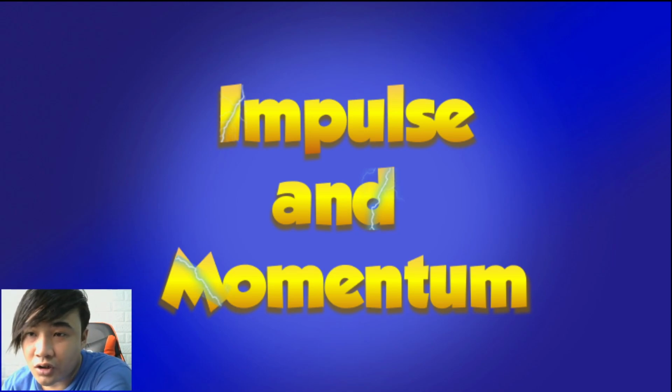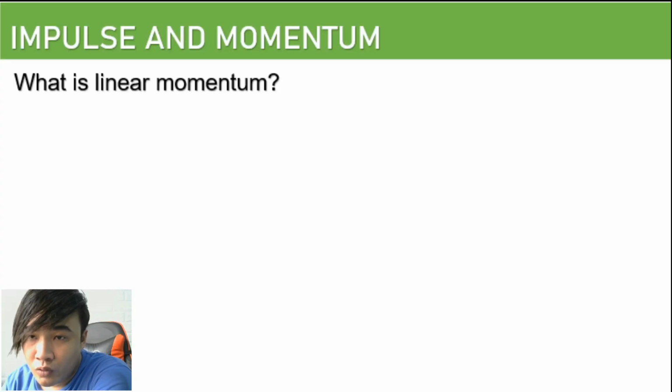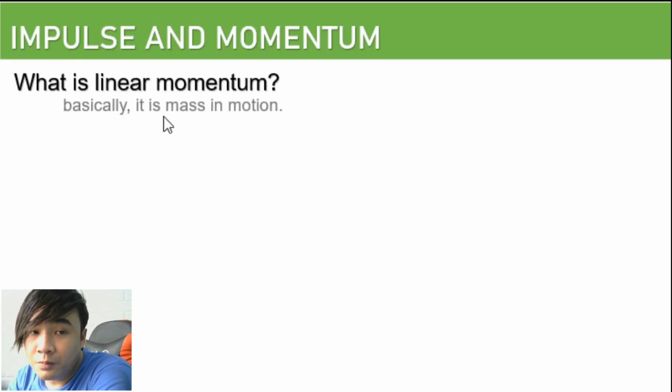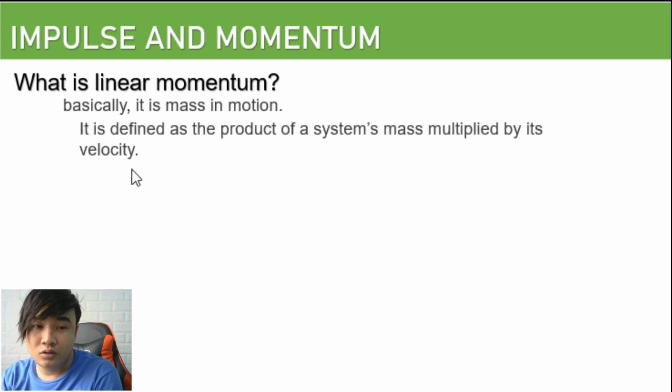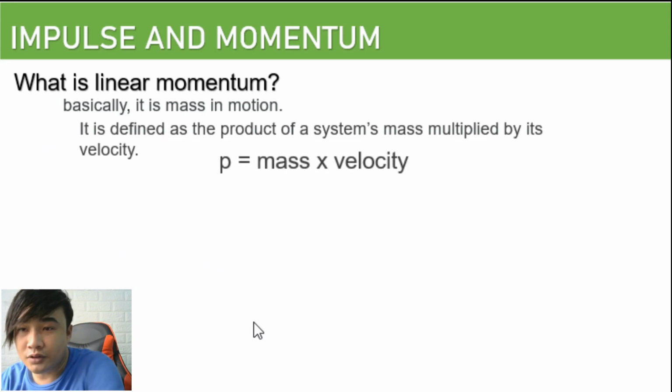So our topic for today is impulse and momentum. So what is linear momentum? Basically, it is a mass in motion. It is defined as the product of the system mass multiplied by its velocity.